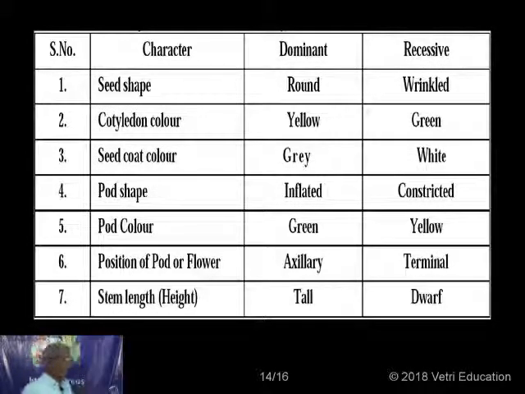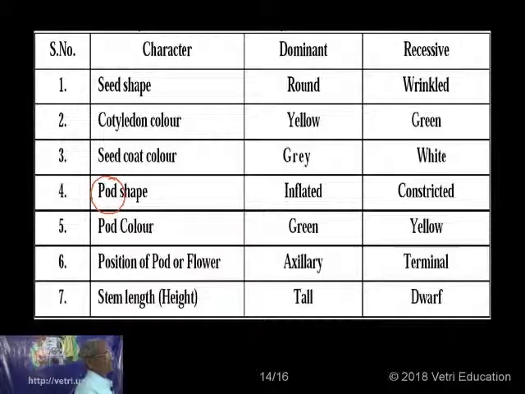Now these are the 7 characters that Mendel chose. In the shape of the seed, you have round and wrinkled, and in the color of the cotyledon, you have yellow and green. In the seed coat color, you have gray and white, and in the pod shape, pod means fruit shape, inflated and constricted, and pod color, green versus yellow.